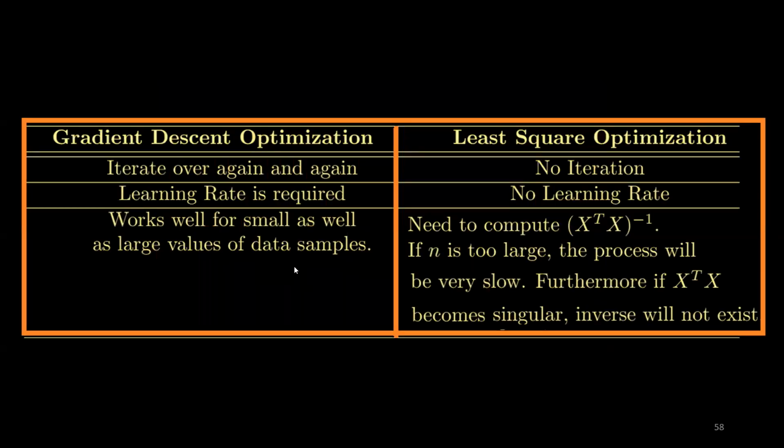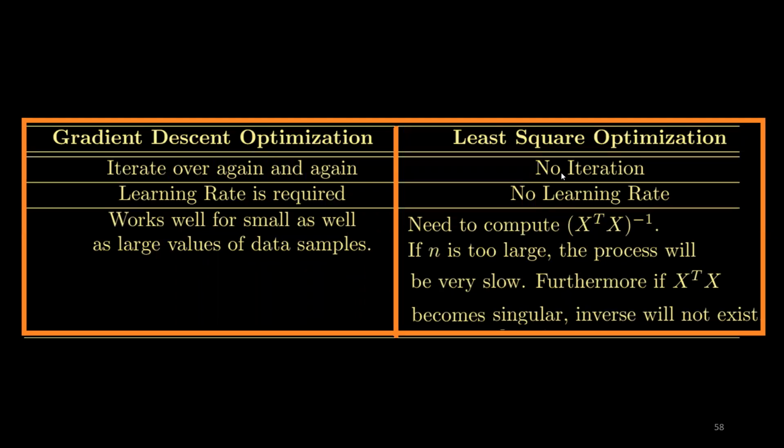So here is some comparison between gradient descent and the least square optimization method. Gradient descent is an iterative process. We have to iterate over and over again by using a learning rate, and then we have to update the weight after every step or after every iteration.